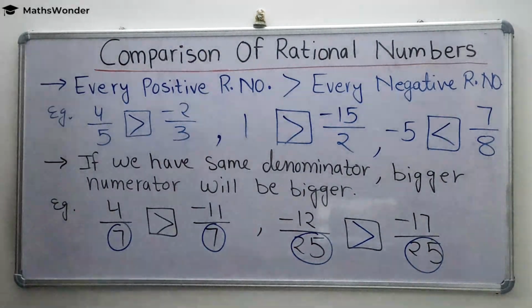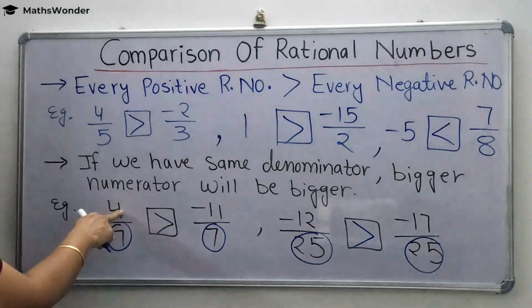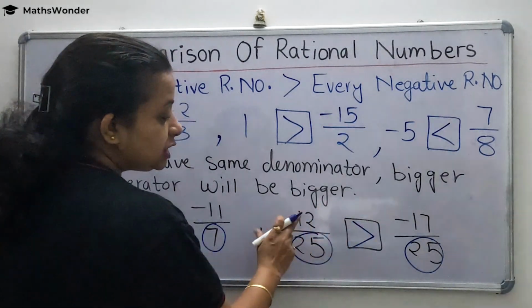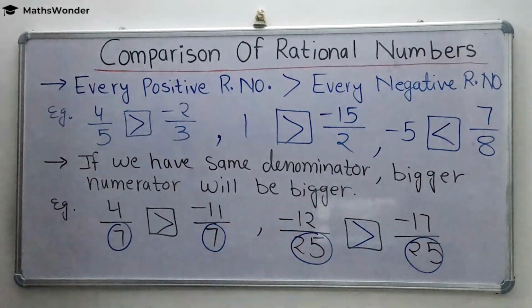Okay? So in the earlier example, one was positive and one was negative, so the positive value is always greater than the negative. But if both the values are negative, then you know the smaller negative value is always the greater one. So this is the difference.